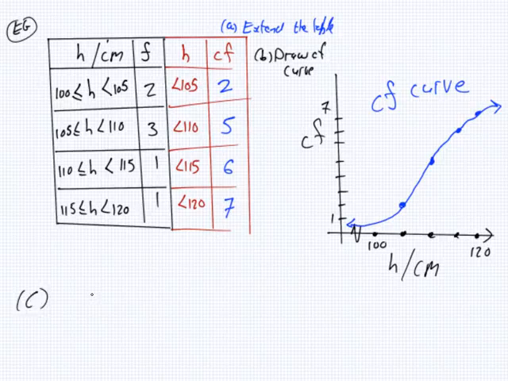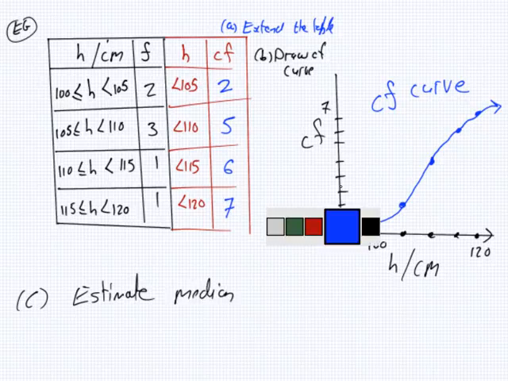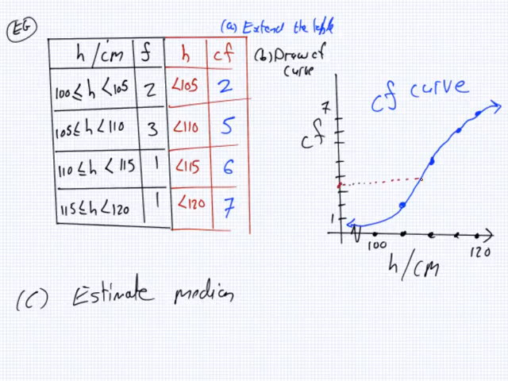C. Estimate the median. So that would be around about here. You go across, and then you go down to about here. So I would say that's roughly 109 centimeters.